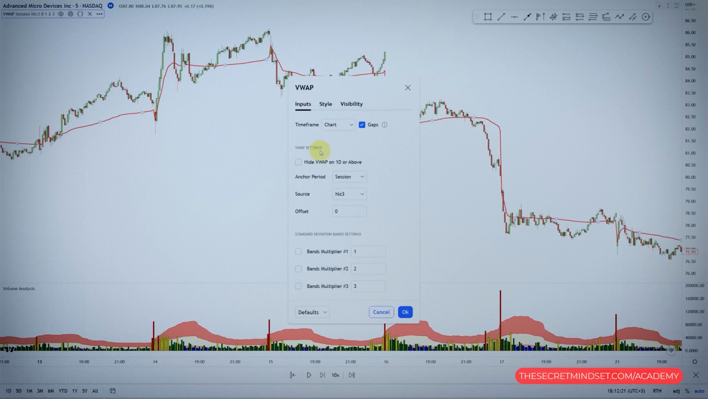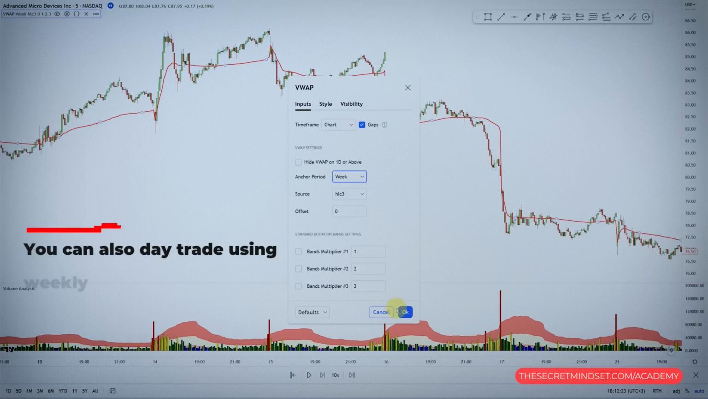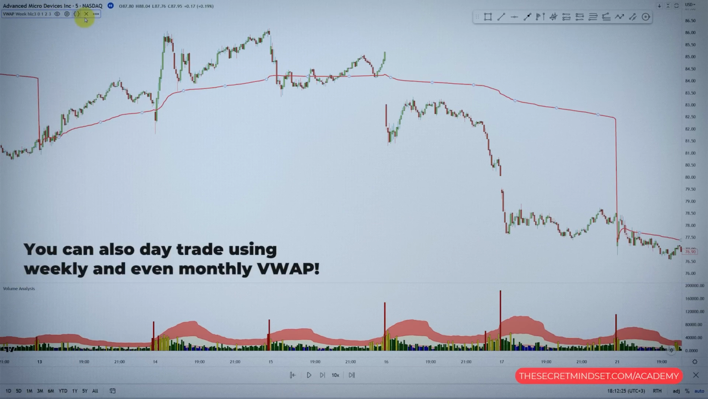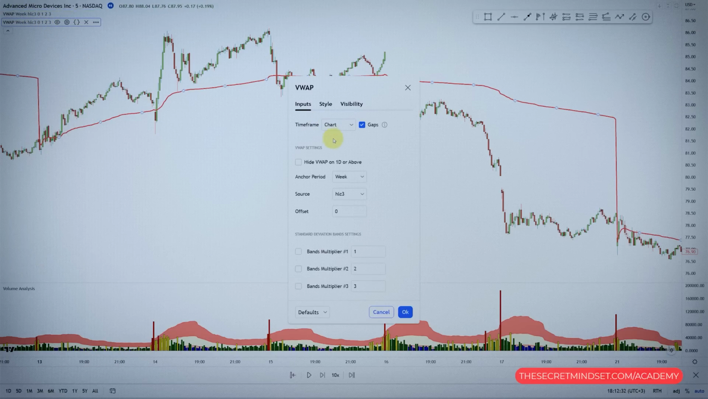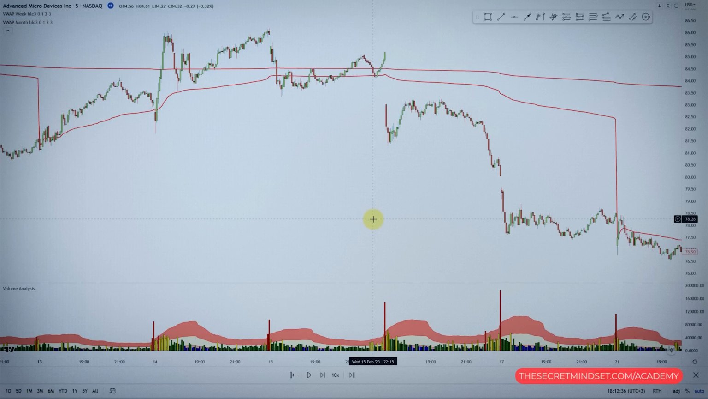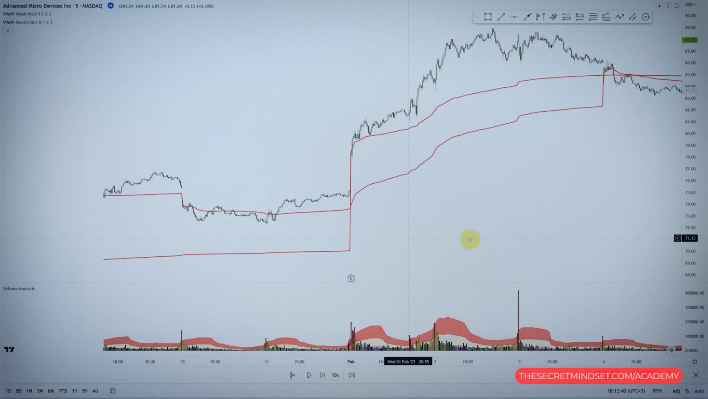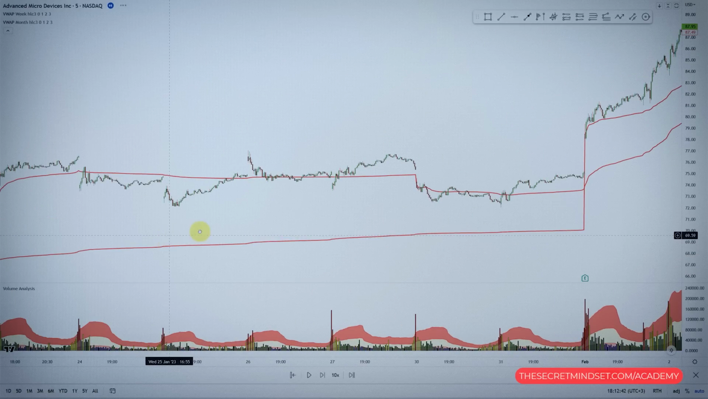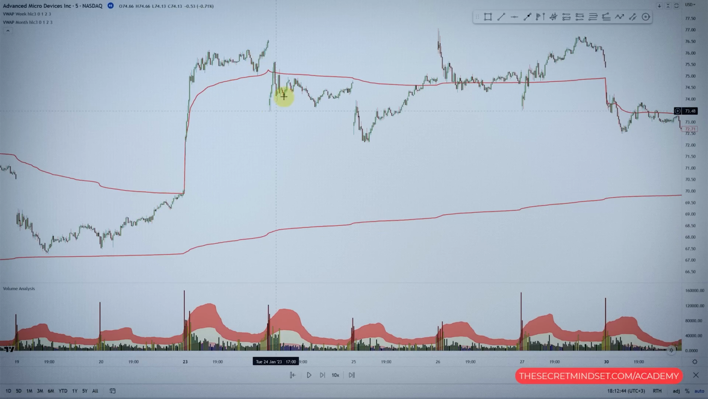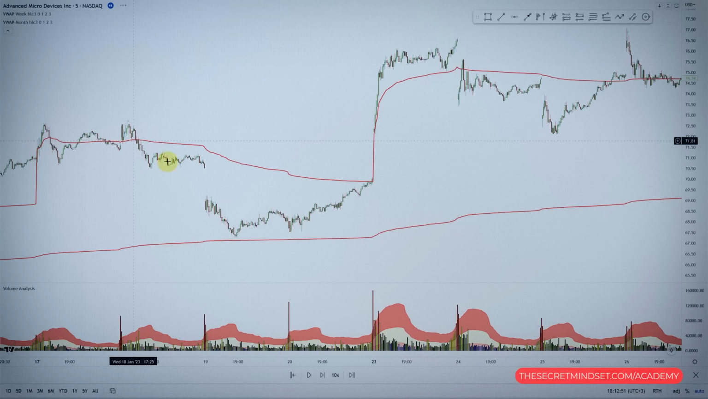Most day traders are using the daily VWAP, but you can also day trade based on the weekly and even monthly VWAP. Weekly VWAP shows you the trend depending on where the price is trading, above or below in relation to the VWAP line. Again, one of the simplest uses of the weekly VWAP is for finding pullback opportunities. VWAP line acts as a support if the price is trading above it, and as a resistance if the price is trading below it.